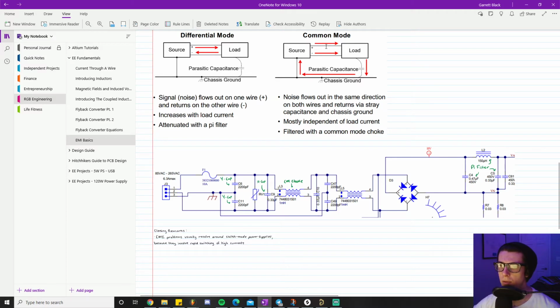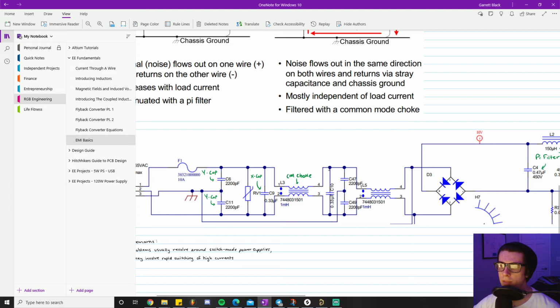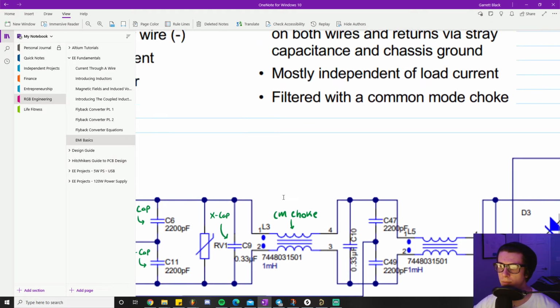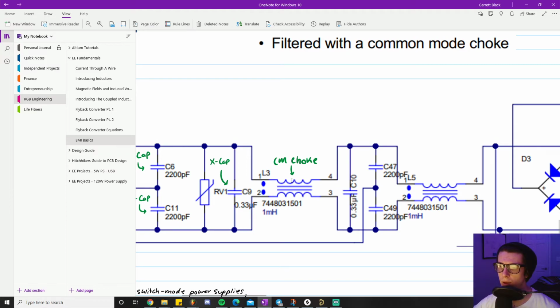So looking at common mode noise, it says filtered with a common mode choke. That's what this thing is right here. These things look like a little coupled inductor, right? You have the little inductor looking humps and you have the two dots that show they're coupled.